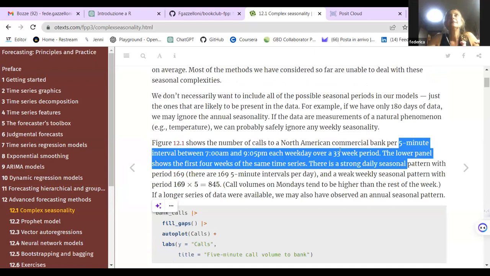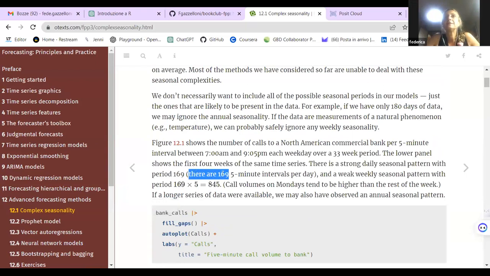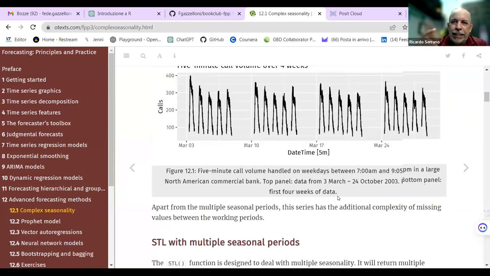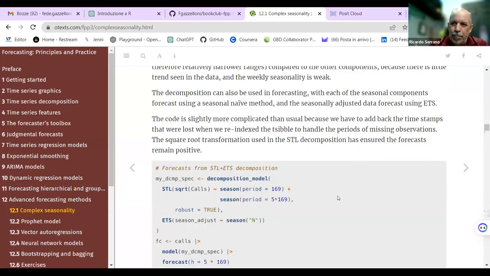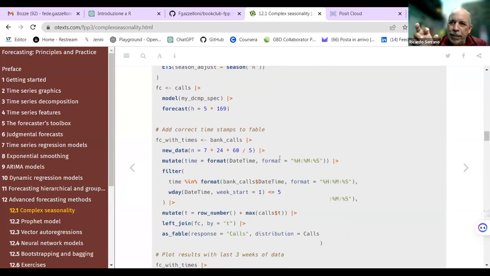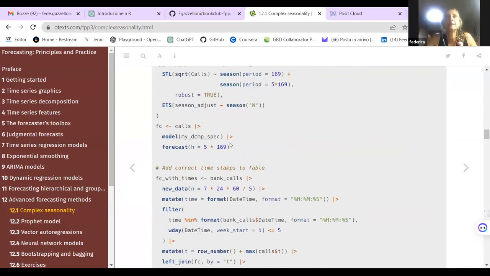In fact, 5 minutes over a 33-week period. Because this is not clear, there are 169 5 minutes intervals per day. That's really your period. The 5 minute interval, that's your period. You have 169, which is by day, and then you have to multiply by 5 to get the weekly periods. So basically, this leads us to about 5 days.